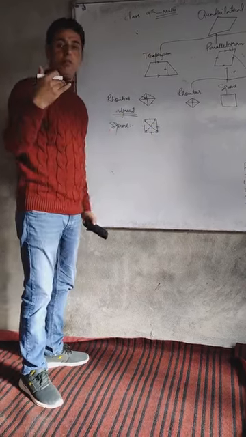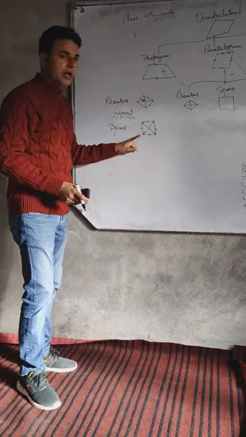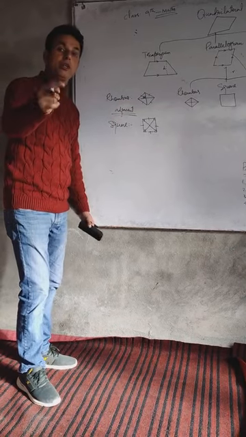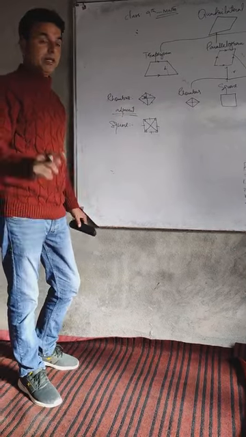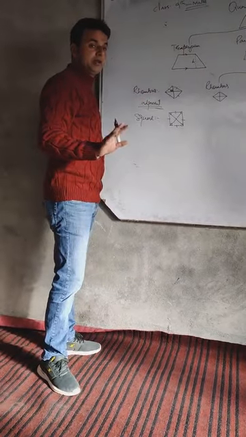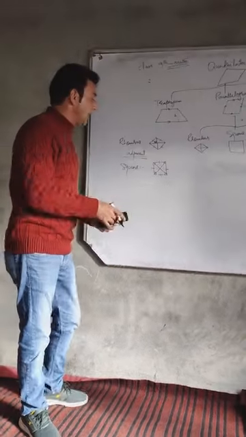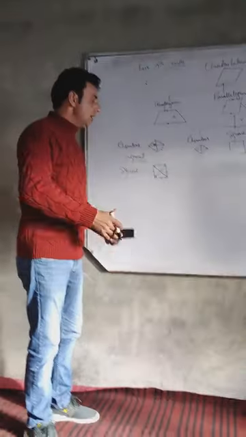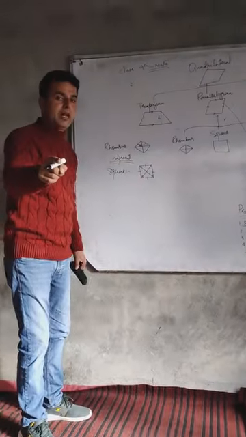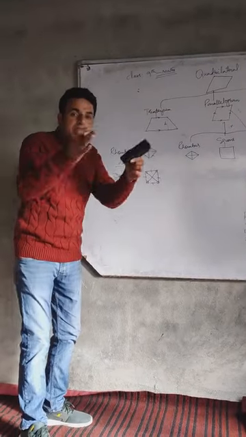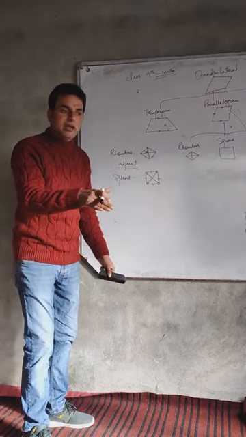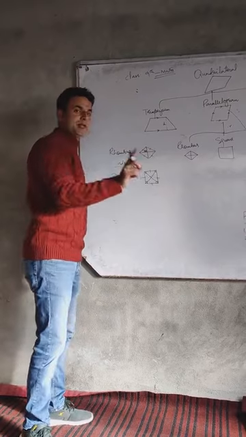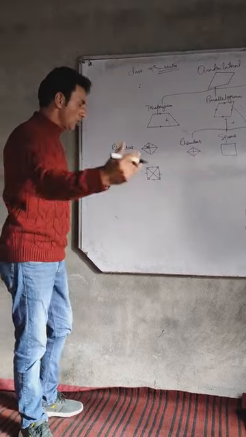A rhombus is a parallelogram, so that applies here too. This means every square is a rhombus, but every rhombus is not a square. For a square, the diagonals must be equal, which is not necessary in a rhombus. For a square, each angle should be 90 degrees, which is not compulsory in a rhombus. So the end result is: every square is a rhombus, but every rhombus is not a square.